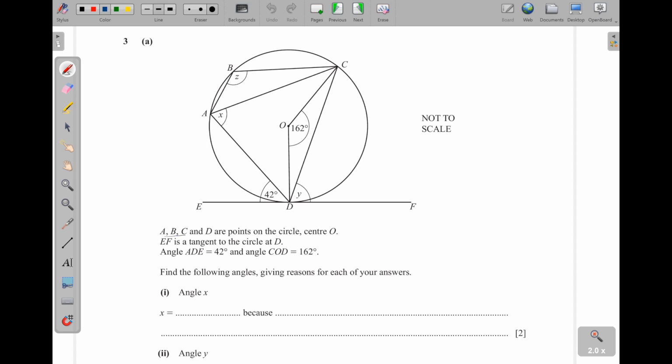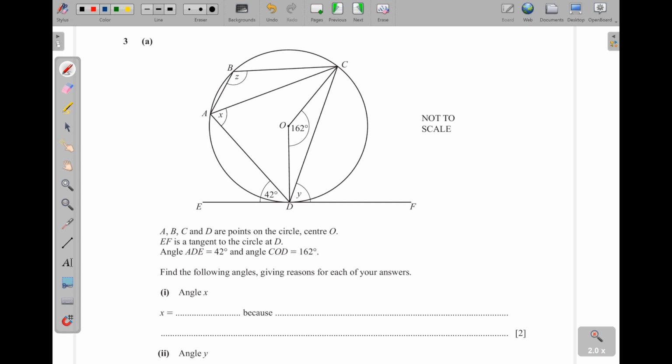Question 3. A, B, C, and D are points on the circle center O. EF is a tangent to the circle at D. Angle ADE is equal to 42 degrees and angle COD is equal to 162 degrees. Find the following angles, giving reasons for each of your answers. So the geometrical reasons that we are supposed to give here are the circle properties and theorems. Okay, so find angle x.